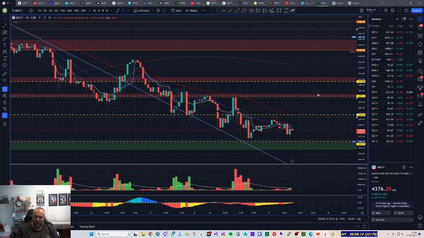So break and retest. So I'm going to watch these areas, and I would know which way it's going by watching the volume as well and watching the price. And of course, keep an eye on both the SPY and the SPX.